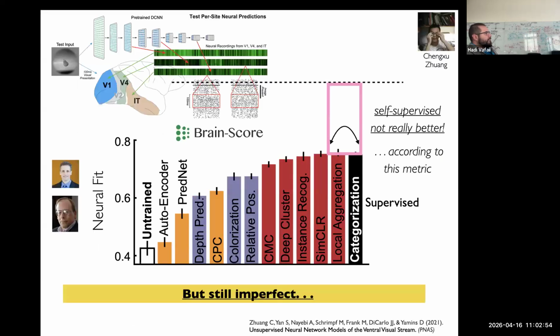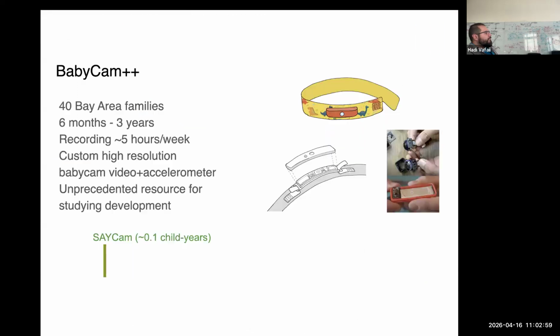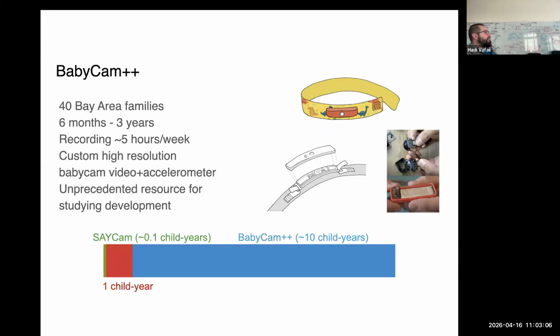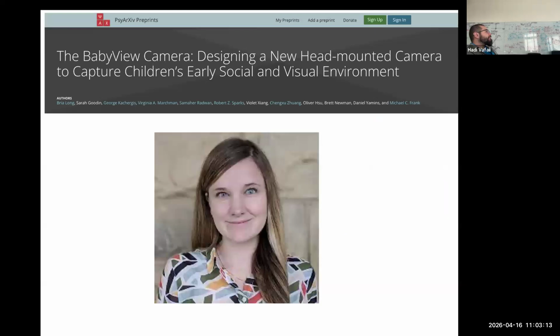Part of the problem was that it was a little bit confounded with the amount of data. I told you that it was like 2 hours a week or something before. So we needed to go from the amount of data that we have now, roughly, to this amount of data, which is a little bit more than a child year. There's this great project led by Bria Long, who's now got her own group at UCSD, the BabyView project, which was collecting a bunch more data. So we could deconfound whether the problem with the algorithms was just that they didn't have enough data, or whether there was something wrong with the actual algorithm itself.